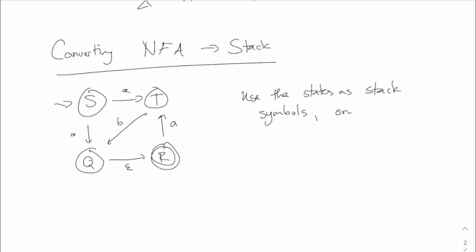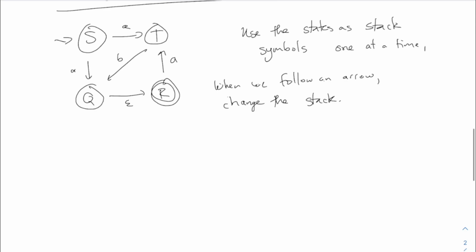I'm going to say one at a time. That is to say, when you're doing an NFA, it is never necessary to pile up more than one thing on the stack at a time, because all the stack needs to do is remember what state you're in as you're going through the letters. So use the states as stack symbols, one at a time. And then each time you follow an arrow, change the stack. So in this example, I would have something like read, pop, push.